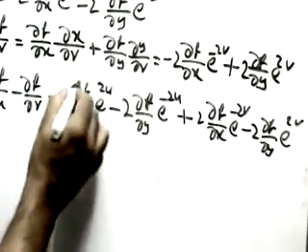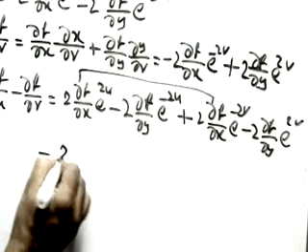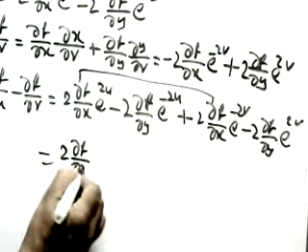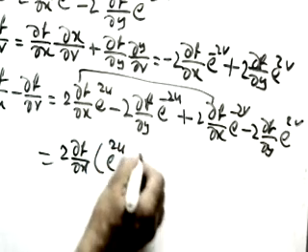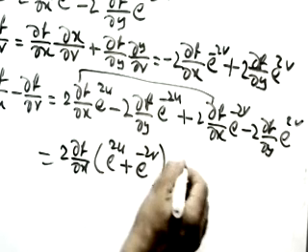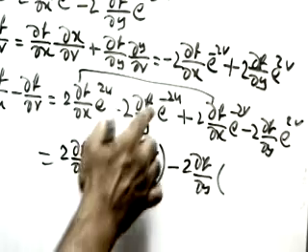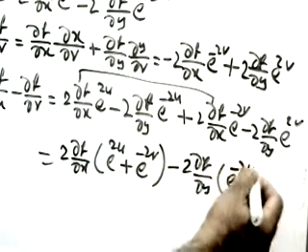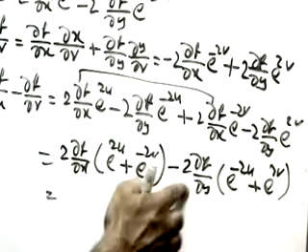Let me take common. What can we take common from this 2? We can take common 2 ∂f/∂x. What is left here? e^(2u) plus e^(-2v). From this 2 you take minus also common, minus 2 ∂f/∂y. Now what is left here? e^(-2u) plus e^(2u).